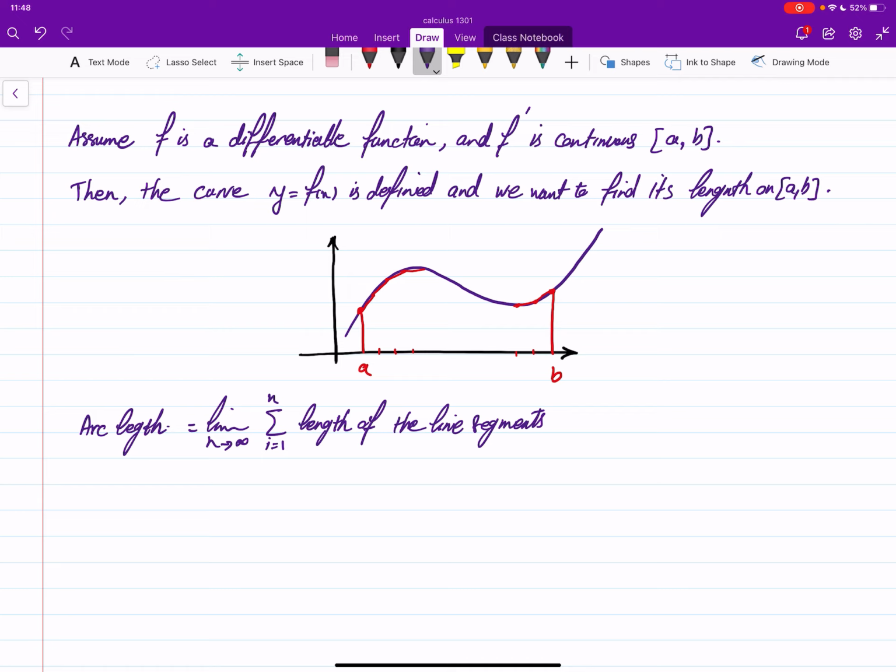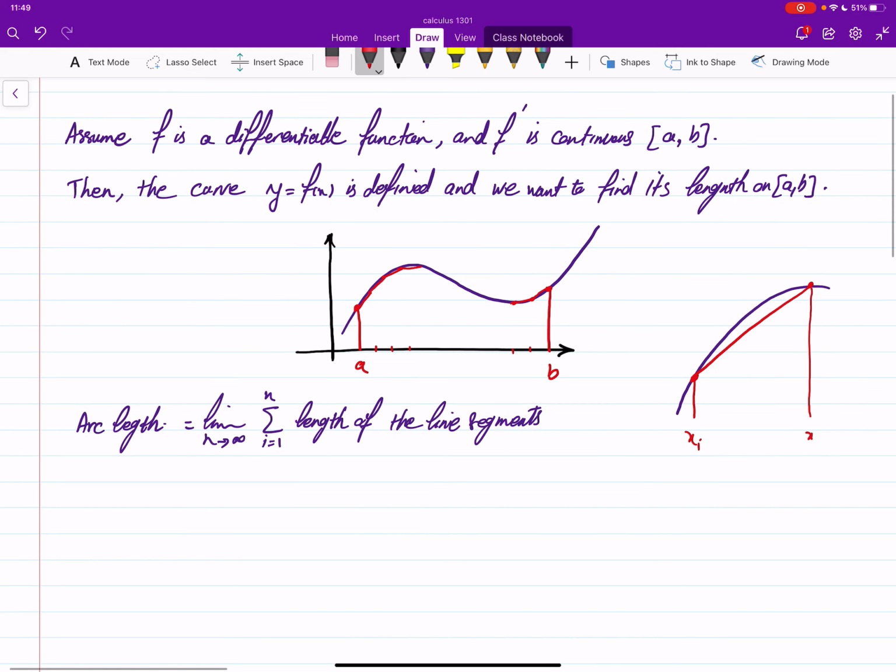But what is the length of these line segments? Let me zoom in on one of them and say that this is the starting point and that's the end point. We approximate that arc by this line segment. Here, this is xi, this is xi plus 1, then obviously this will be f of xi, and this will be f of xi plus 1. Now, what is the length of this segment?